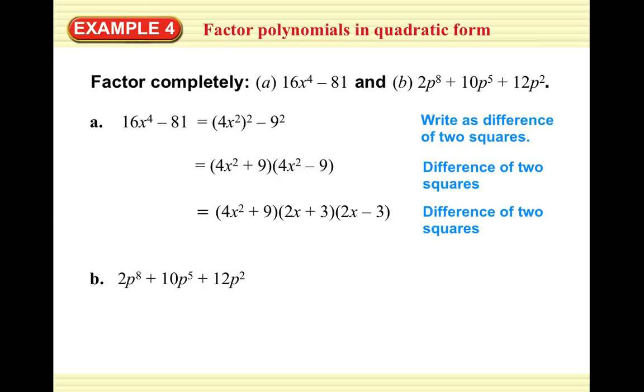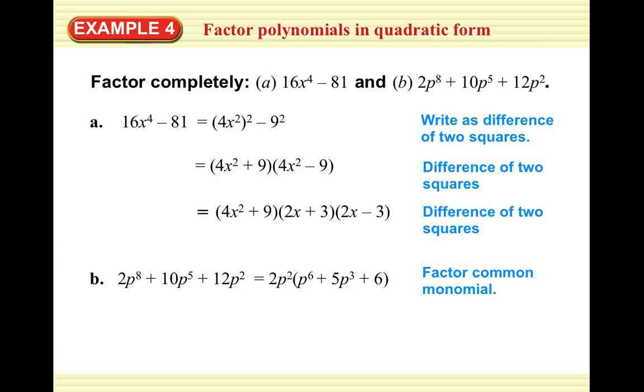All right, let's take a look at this one. 2p to the 8th plus 10p to the 5th plus 12p squared. Now, first thing I would do is take out 2p squared, actually. So then I am left with p to the 6th plus 5p to the 3rd plus 6. And I'm going to treat this like it was a quadratic.